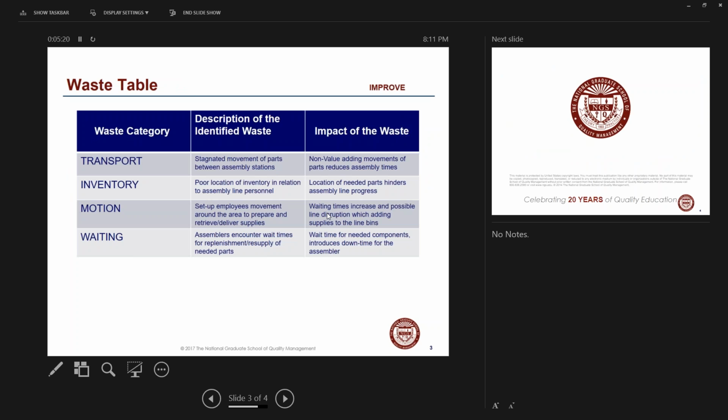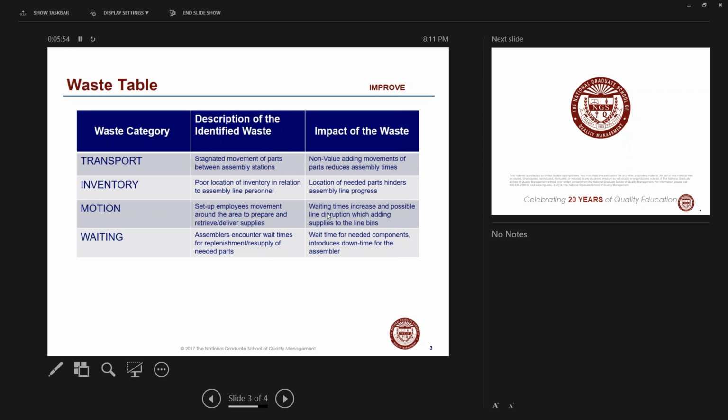All right, then tell us about this slide. Okay, I'll take it from here. So what we're looking at here is the waste table, and we've defined 4 waste categories. The first one being transport, and the description of that waste is the stagnated movement of parts between the assembly stations. And the impact of that we found is non-value added movements of parts that reduces the assembly times, or the times that assemblers could be producing the product.